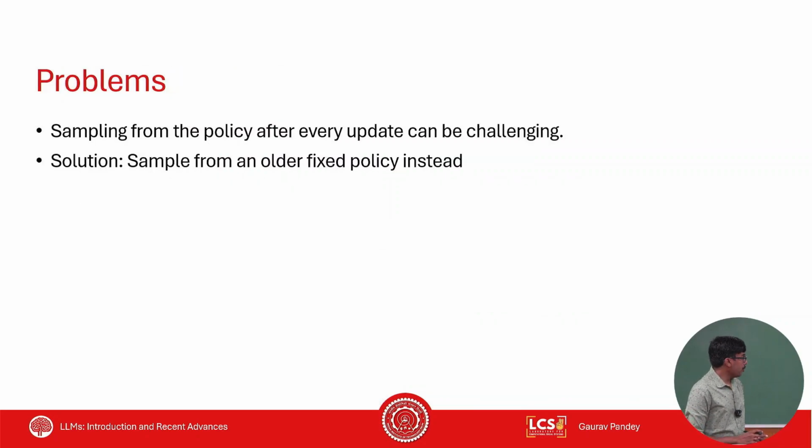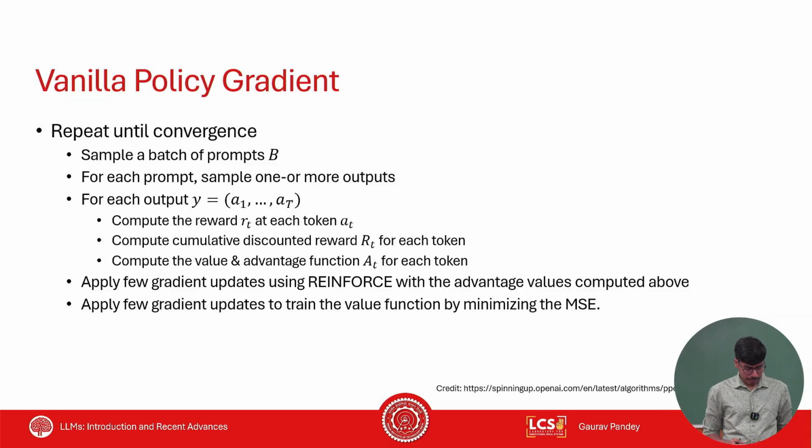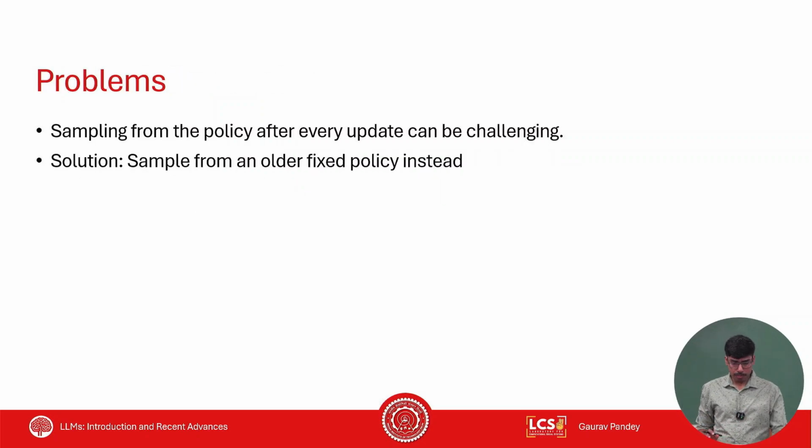Now the issue is that, if you look at the algorithm, for each prompt you have to sample outputs and then train, sample and then train. So every time you want to do a gradient update, you have to generate new outputs. And that's a bit problematic. You don't want to continue sampling outputs from the policy during training, because that slows down training a lot.